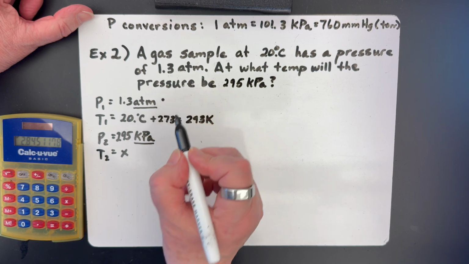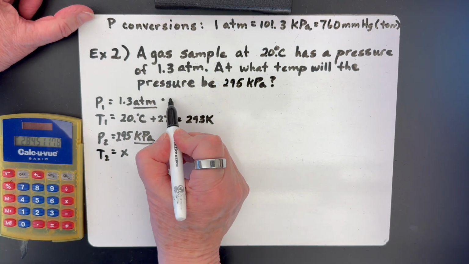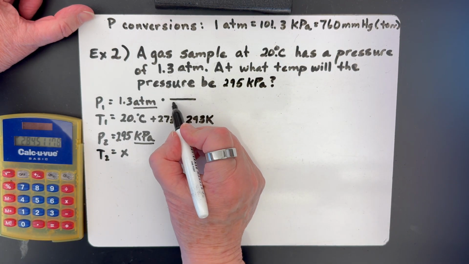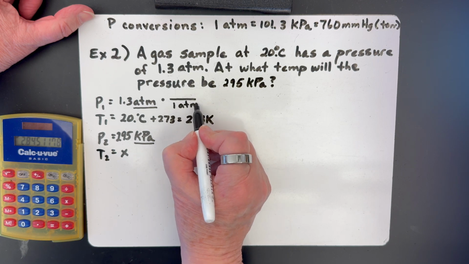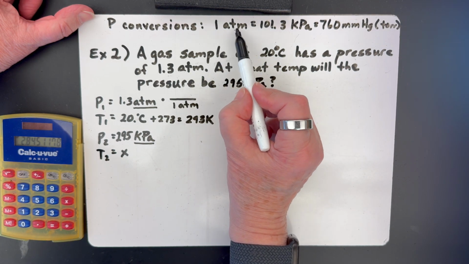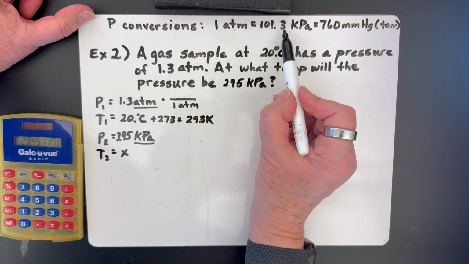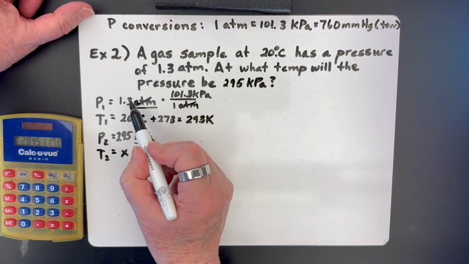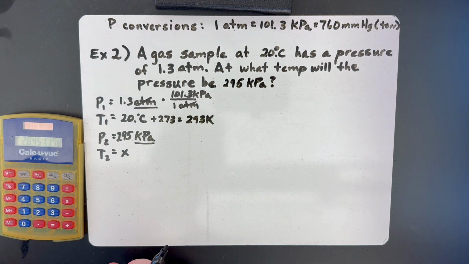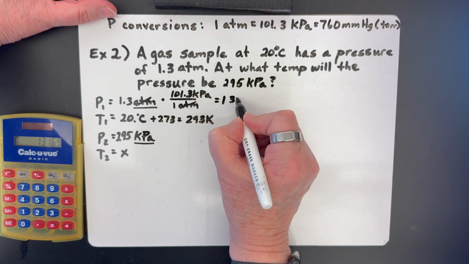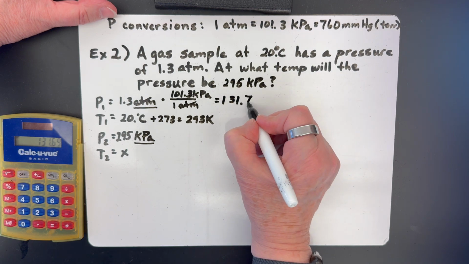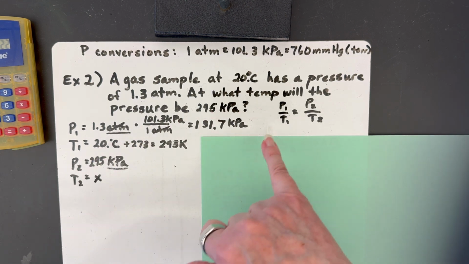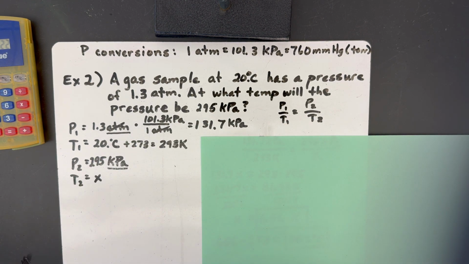So to change my atmospheres into kPa so that it will match, I need a conversion factor. I go up here to get my numbers. Now since I have atmospheres there, I need to put 1 atmosphere on the bottom, and 1 atmosphere is the same as 101.3 kilopascals. Our atmosphere unit cancels, and we're left with 1.3 times 101.3, which is 131.7 kPa.